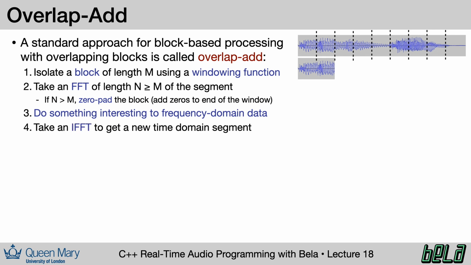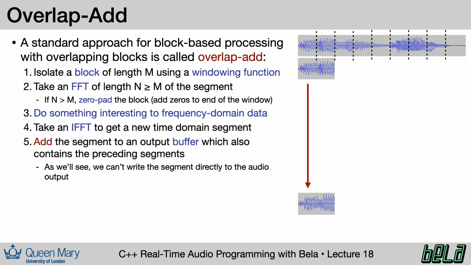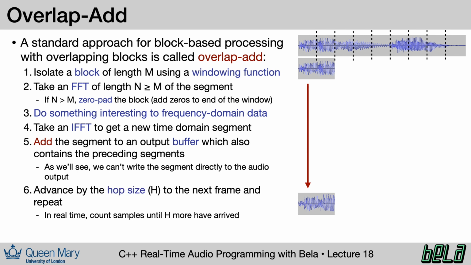Once we've finished our frequency domain processing, we take the inverse FFT, which will give us a new time domain segment. Now what happens at this point is that we don't write the segment directly to our audio output. Instead, we are going to add that segment into an output buffer which also contains the results of the previous segments. And then, once we've done that, we're going to advance by one hop, and we're going to repeat the same process all over again.